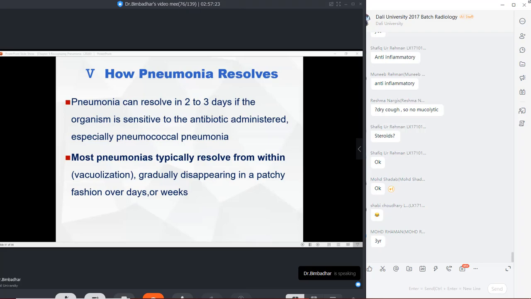How is the doctor able to decide who requires hospitalization? Should I be giving medication in an outpatient or in an inpatient setting? Okay, we will come down to that answer finally when we understand how the resolution occurs. See here, pneumonia can resolve in 2 to 3 days if the organism is sensitive to the antibiotic administered, especially pneumococcal pneumonia. Pneumococcal pneumonia generally resolves with vacuolization, generally disappearing in patchy fashion over days to weeks.